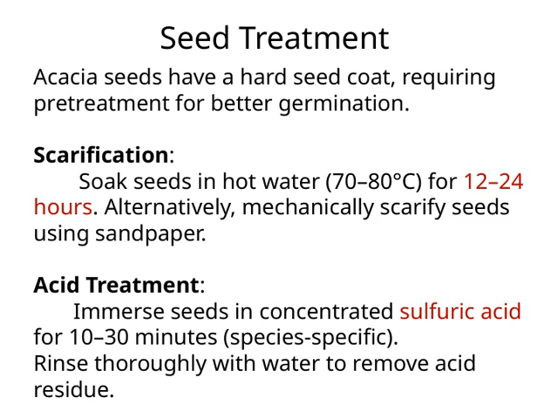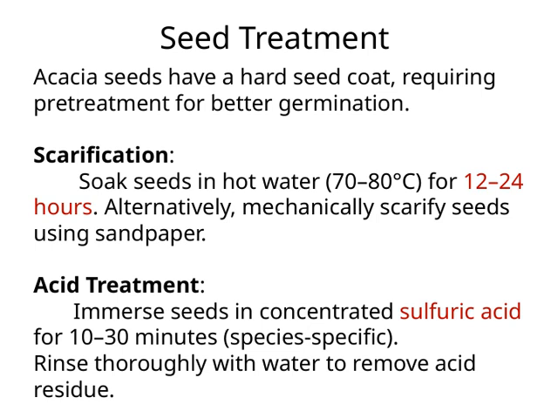Alternatively, you can mechanically scarify the seeds using sandpaper. Just gently rub the seed surface to create small scratches that allow water to penetrate. Another method is acid treatment. Here, you immerse the seeds in concentrated sulfuric acid for a period that depends on the species, typically between 10 and 30 minutes. This process effectively breaks down the seed coat.